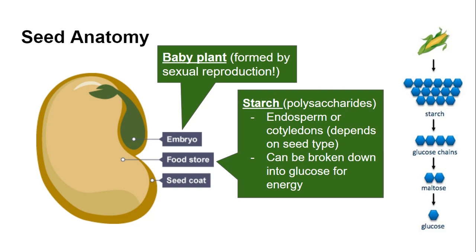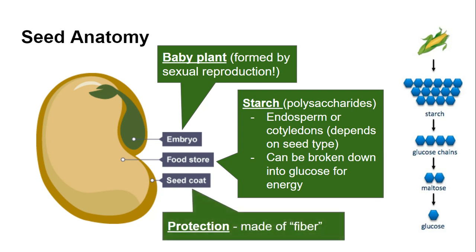It's kind of similar to the yolk in a bird egg, but it's made of starch, which is also a type of polysaccharide. In some seeds, we call the food store an endosperm, and in some seeds, we call it the cotyledon. It depends on the type of seed that it is. But either way, the purpose of that structure is to store starch. And because starch is a polysaccharide, it can be broken down into glucose, which then the embryo can use for energy through cellular respiration. So if you look at this picture on the right, you can see starch being broken down into smaller and smaller carbohydrate chains, ultimately into glucose.